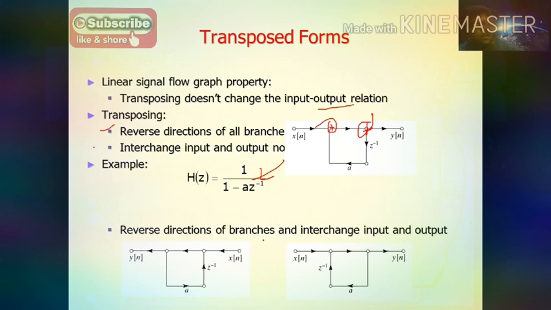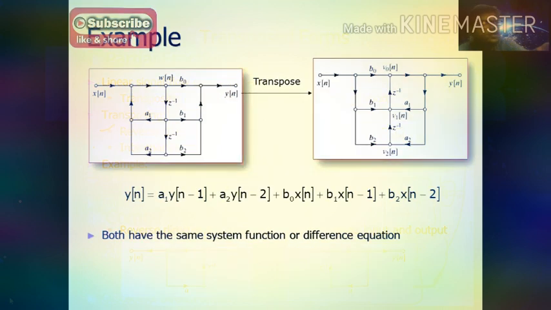That is the transposed form. For example, consider this structure. This is the direct form 2 structure. I am going to transpose this form. The first step is to interchange the directions, and the second is to interchange the input and the output. Y of n comes in this direction, X of n comes in this direction. Then both have the same system transfer function, or a different equation? Both are the same.